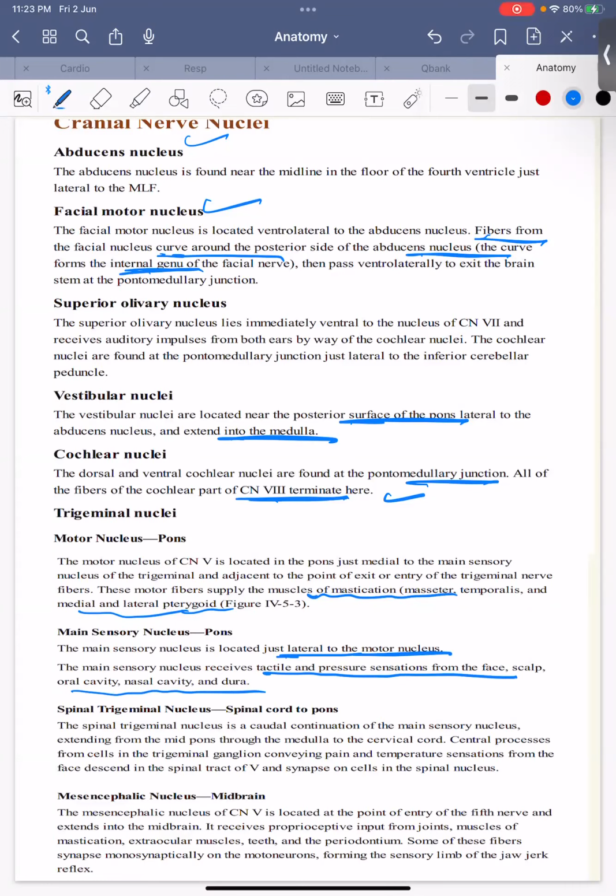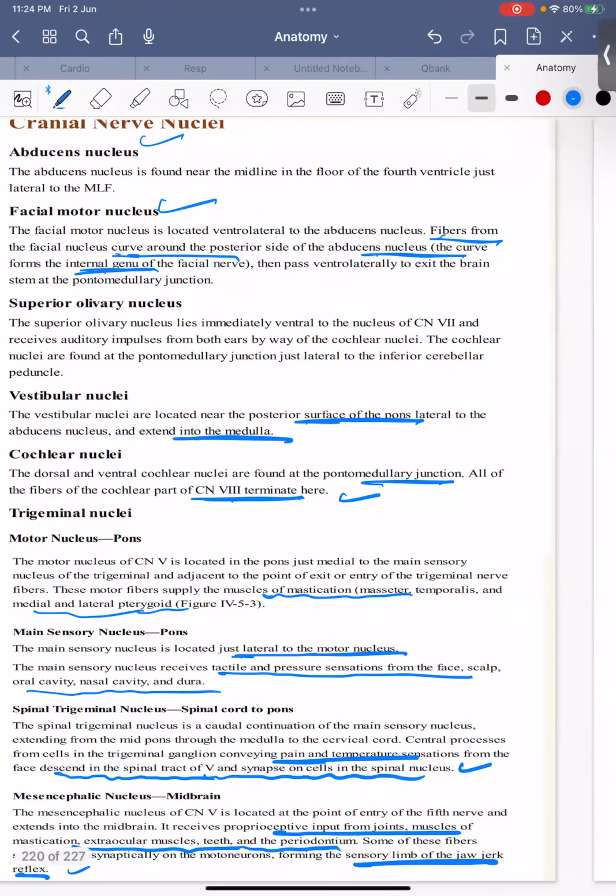Spinal trigeminal nucleus: they carry the pain and temperature sensation from the face, and they descend in the spinal tract of cranial nerve 5, and they synapse in the spinal nucleus. Mesencephalic nucleus: it receives the proprioceptive input from the joints, muscles of mastication, extraocular muscles, teeth, and the periodontium. Sometimes they also form the sensory limb of the jaw reflex. So the jaw reflex is mediated by cranial nerve 5 only.